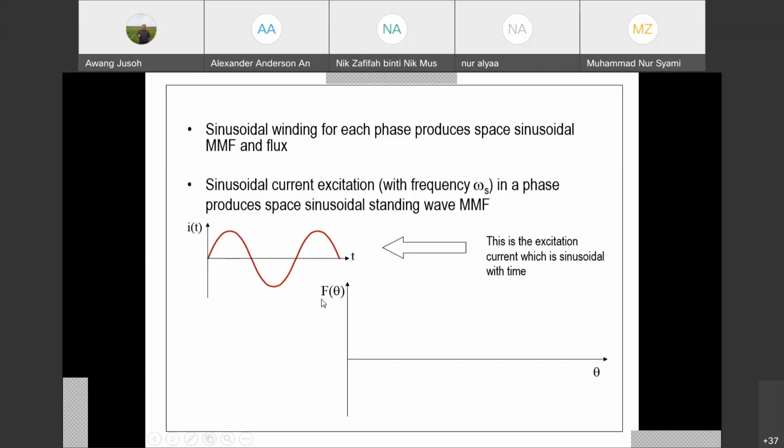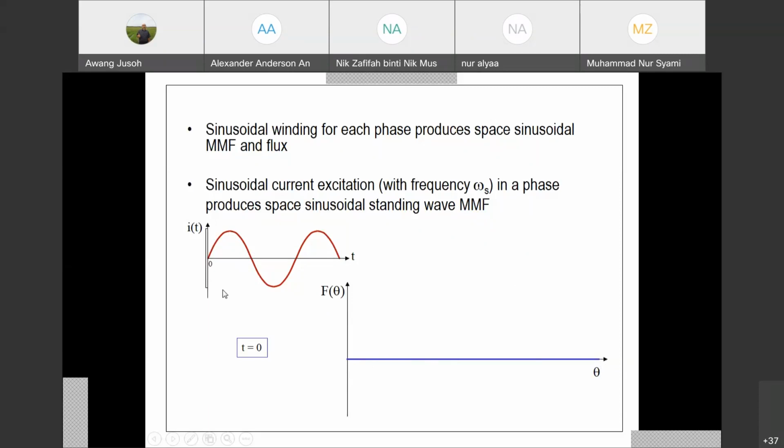And what is flux produced in this machine? What is flux or MMF produced in this machine with respect to time? Now we see one by one. You have to focus on this one. Now, at time zero, the flux produced is equal to zero. There is no flux produced when the current is equal to zero.